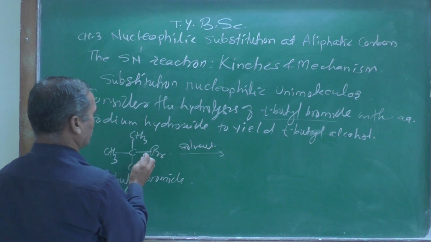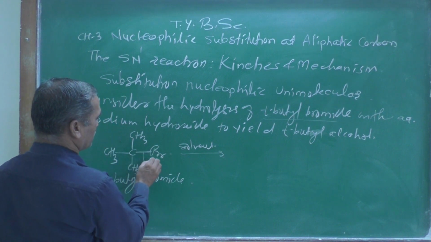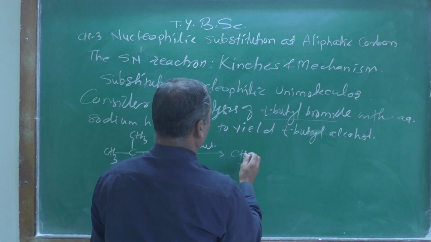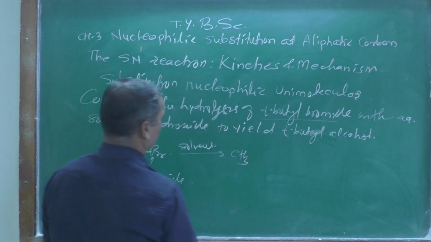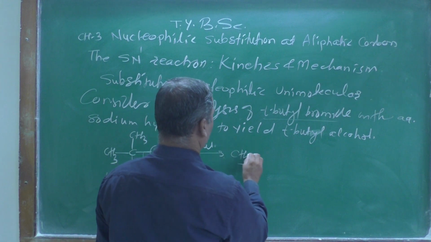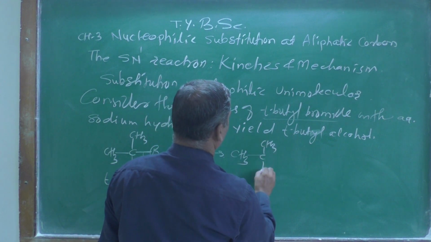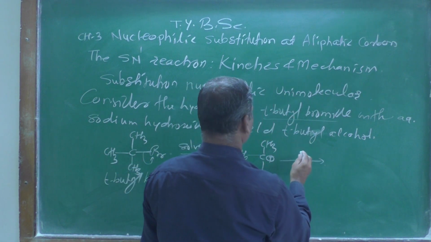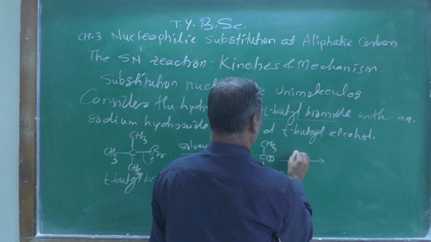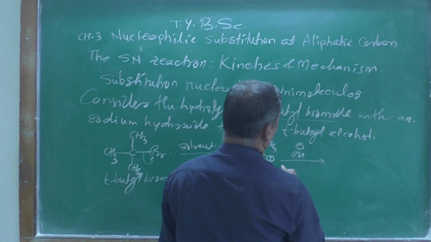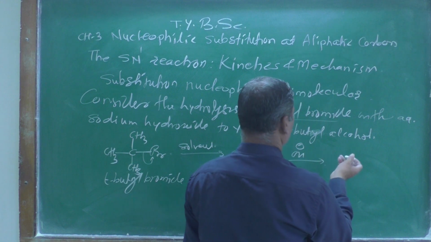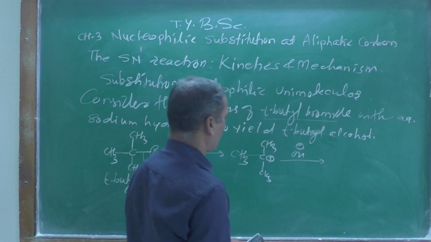In a solvent there is a departure of the Br, and we are going to get CH3 with a positive charge formed here in step number one. Then the nucleophile OH minus attacks. The nucleophile can attack either from the front side or from the back side.